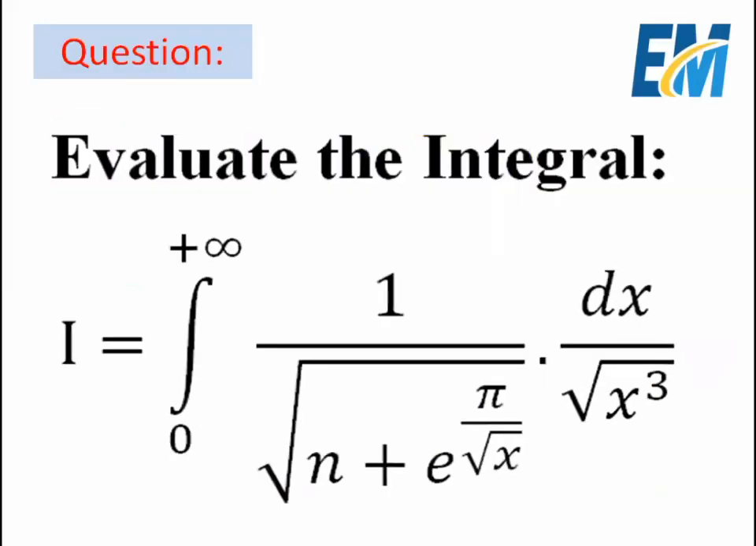Hello guys, today we will evaluate the integral proposed in the Romanian Mathematical Magazine, where I equals the integral from 0 to plus infinity of 1 over the square root of (n plus e to the power pi over square root of x), all multiplied by dx over square root of x cubed.